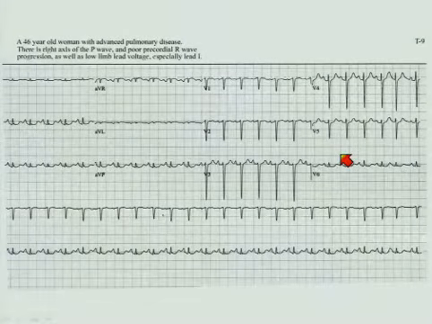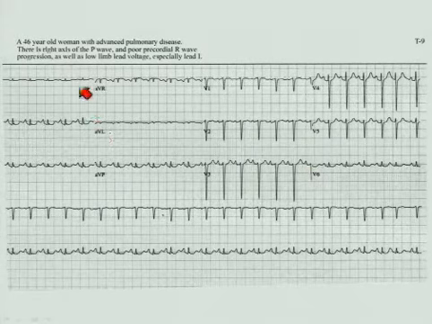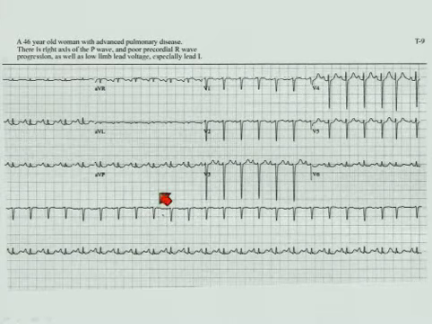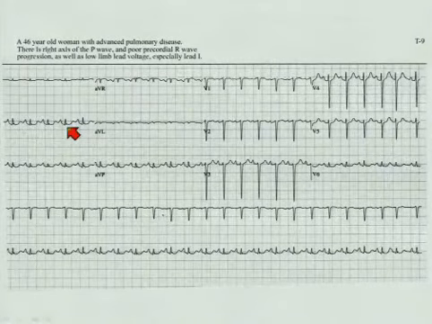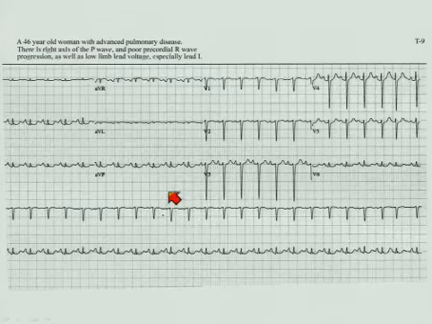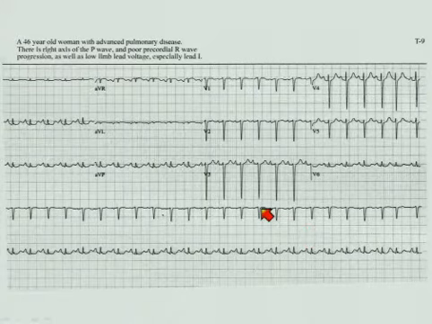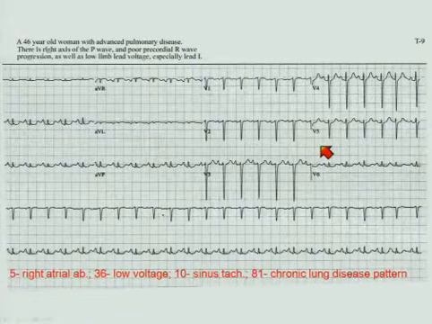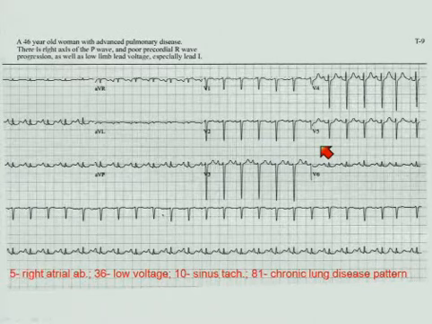Here's an example of one. This is a classic chronic pulmonary disease pattern. First of all, you see there's this low voltage, and look how low it is in V1. You can hardly see the P wave. Look at leads 2, 3, and aVF, and compare the area under the P wave to the area under the QRS. There's more voltage in the P wave than there is in the ventricle. So this is striking right atrial abnormality in this case. It's got this lead 1 sign, poor R wave progression. This is a chronic pulmonary disease. So number 5, right atrial abnormality, number 36, low voltage, number 10, sinus tachycardia, and number 81, a chronic lung disease pattern.